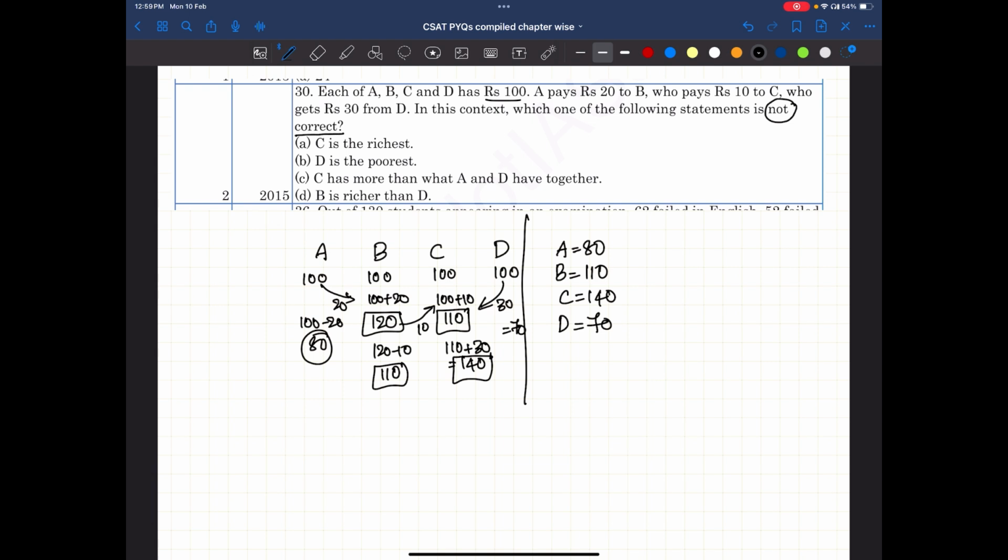UPSC always plays this trick. It gives 'not' here and puts 'correct' in the next line. In oversight, we don't check this, and we only go with this. Now you see the first option itself, C is the richest. Yeah, you can see that C is richest. We'll mark this and we'll think that we will get 2.5 marks, and after seeing the key you'll come to know that here UPSC has given 'not'.